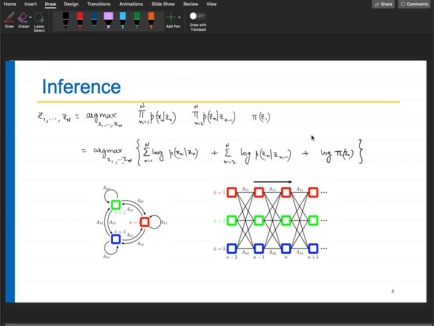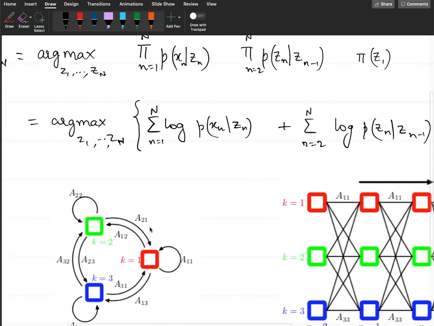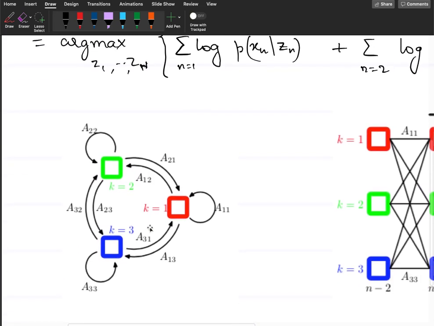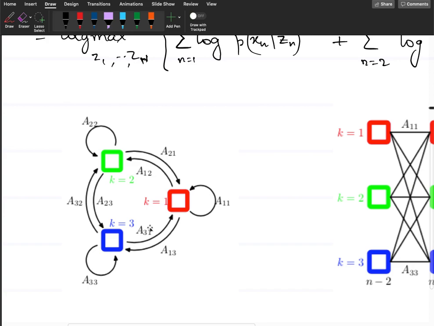So pictorially, let me represent this joint distribution. You are sitting in some state, k equal to 1 or something. Is it better now? Let us say you are sitting in some particular state. First you emit something, then you make a transition, emit something, make a transition, emit something, make a transition, emit something. This is the general trend.